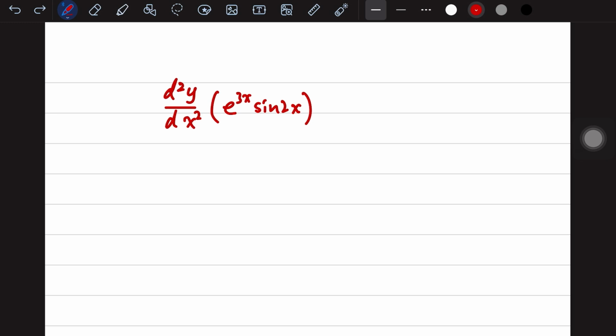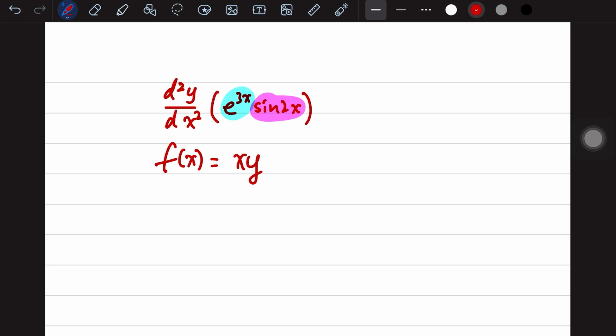Let's observe the equation. We've got one component here and a second component here. So the very first instinct your brain needs to come up with is to use product rule. So what is product rule? Let's define an equation like this.